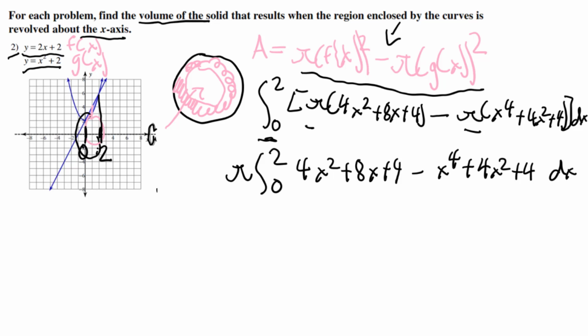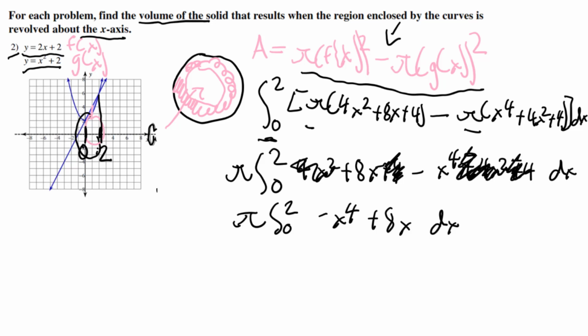The next step will be to take the integral, but we can make this simpler on ourselves, because this is actually negative 4x squared and this is negative 4. Negative 4 plus 4, they cancel each other out, and negative 4x squared plus 4x squared also cancel each other out. So that means we're left with pi times the integral from 0 to 2 of negative x to the 4th plus 8x, all times dx.